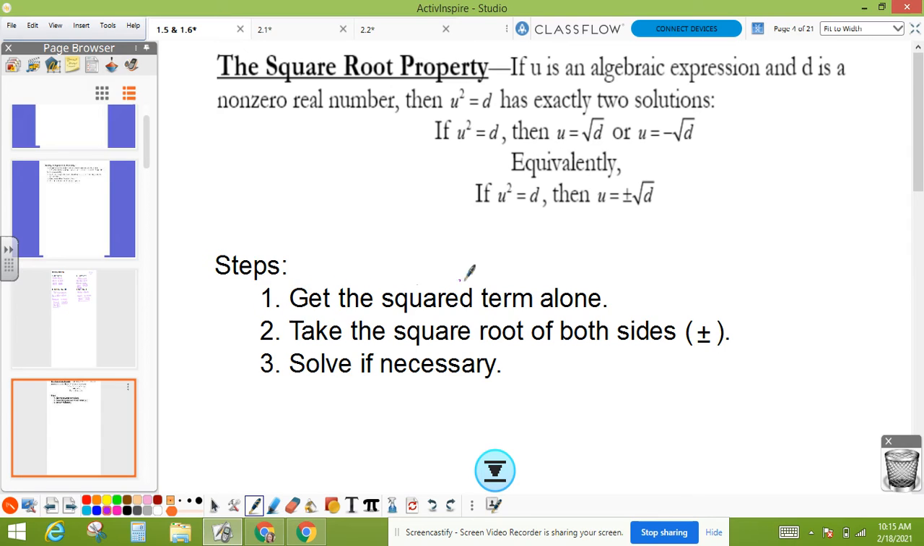All right, so steps for using the square root property. You have to get the squared term alone. That's your first step. And then you take the square root of both sides. Don't forget to put plus or minus. And then solve if necessary, which will make sense when we work an example.